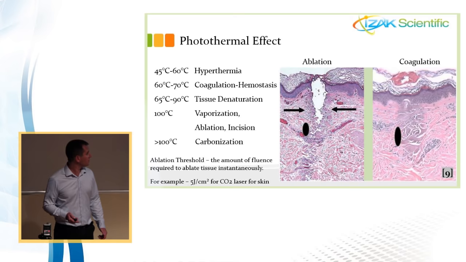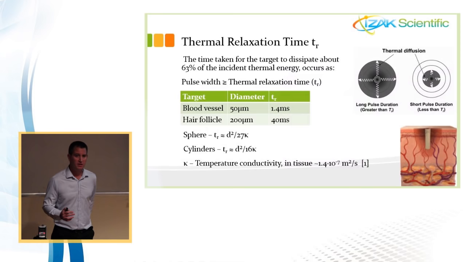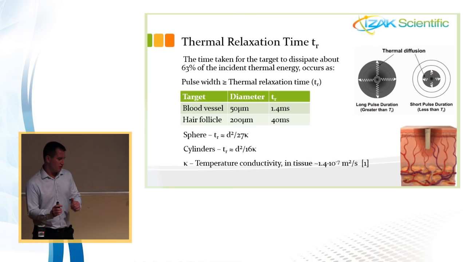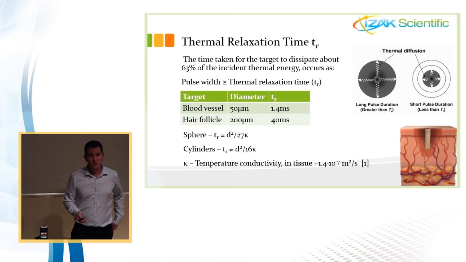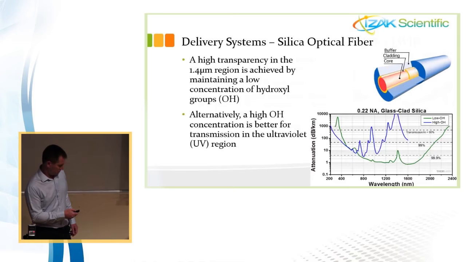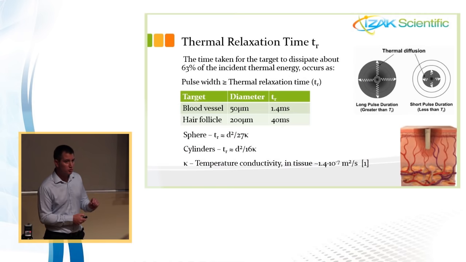Of course, there is the ablation threshold, which means the fluence at which the tissue becomes ablated. For example, for the CO2 laser, the ablation threshold is 5 joules per square centimeter. There is also a thermal relaxation time that we need to take into account if we want to hit a very small spot with the laser. If we want to hit a very small area, we need to give very short pulses. Otherwise, the heat dissipates, and then there is damage to what we want to achieve.